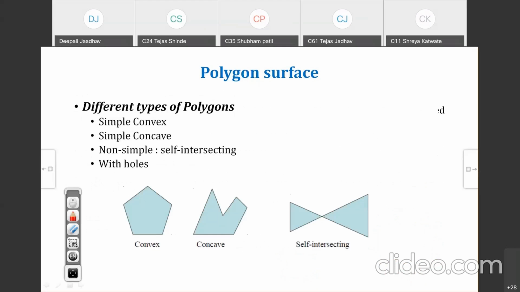Types of polygons. Normally there are two types of polygons, convex and concave. That is shown here. This is convex, this is concave. Then non-simple, self-intersecting and with holes. So these are the different types of polygons. Polygons normally we are going to see are 2D polygons, but 3D polygons are also possible.